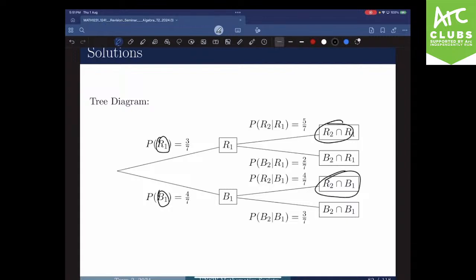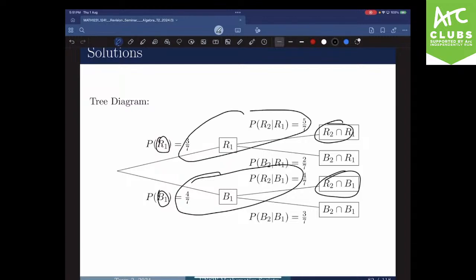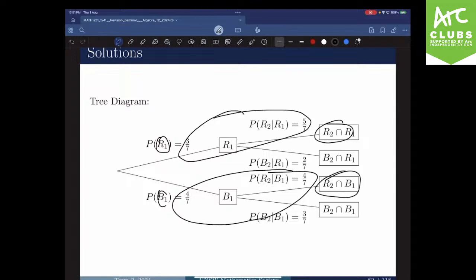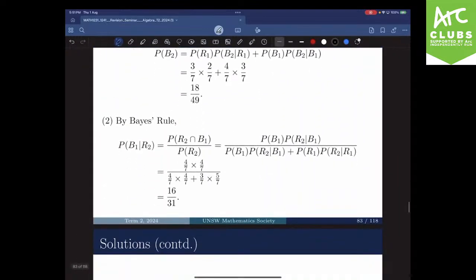So that would be 4 over 7 times 4 over 7, and then 3 over 7 times 5 over 7. We add these two together, I think, like that. And that would be the probability of me getting a red ball. We have that on the bottom here.